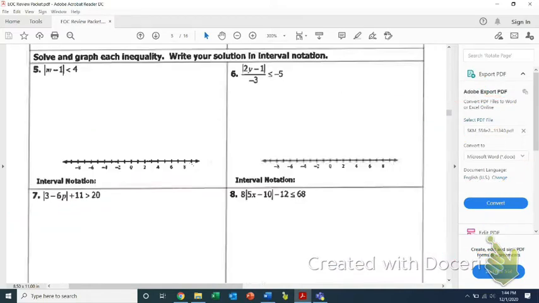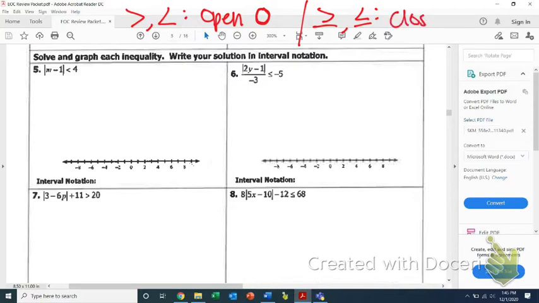All right, these are inequalities, and we talked about quadratic and squared inequalities a couple weeks ago. So the same rules still apply. Remember, when you have a greater than or less than, you have an open circle. When you have a greater than or equal to or less than or equal to, you have a closed circle.